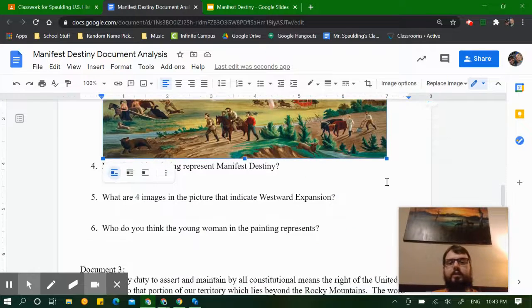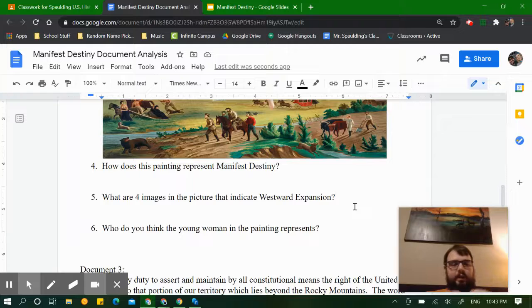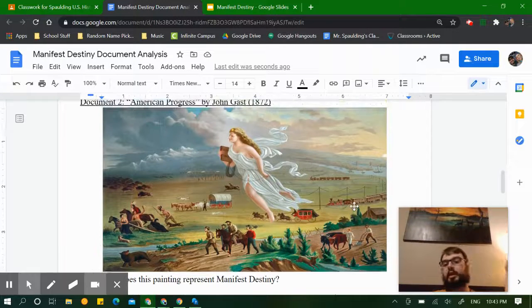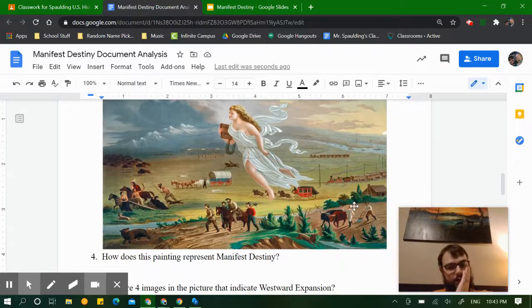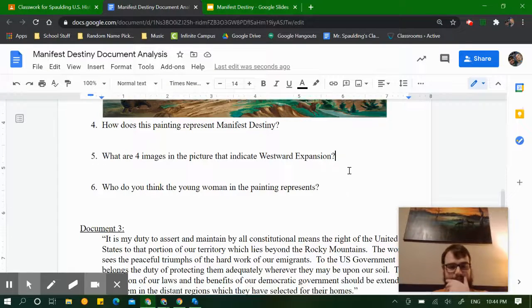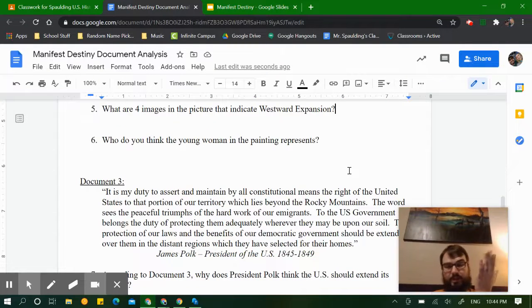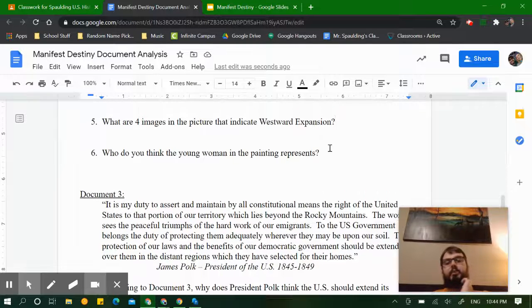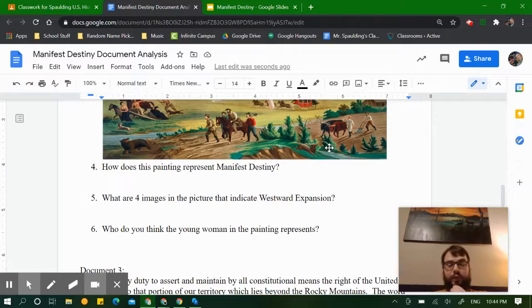Okay, so now you have some questions to go along with it. Okay, how does this painting represent manifest destiny? What about this painting represents this concept we've been talking about? Hint, hint, you can kind of use what you already did. All right, number 5, what are 4 images in the picture that indicate westward expansion? So what are some things in this image that indicate the idea of moving westward? It's pretty easy. You should just be able to look at your notes from earlier. Who do you think the young woman in the painting represents? What do you guys think?